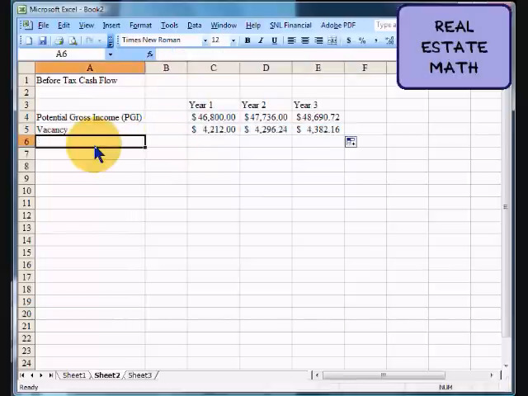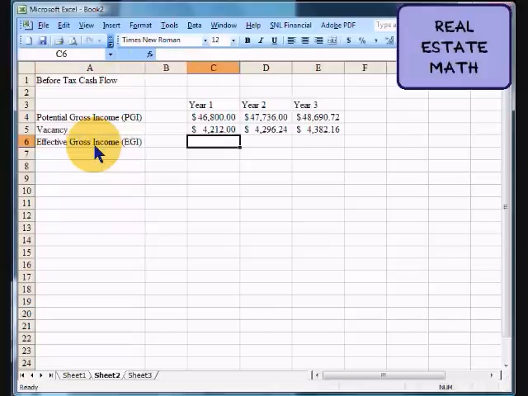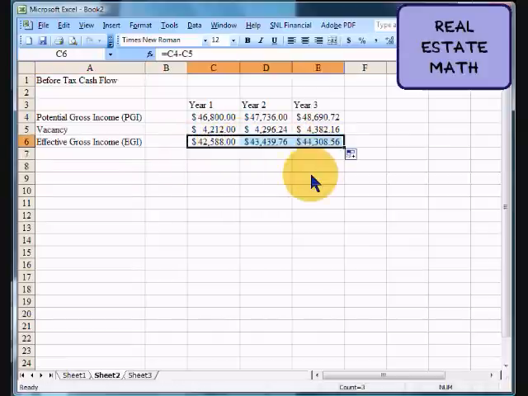And then my effective gross income, or EGI, is going to be my potential gross income minus vacancy, and gives me 42,588. Now I'll just drag that across and copy it as well. So now I have what is called my effective gross income.